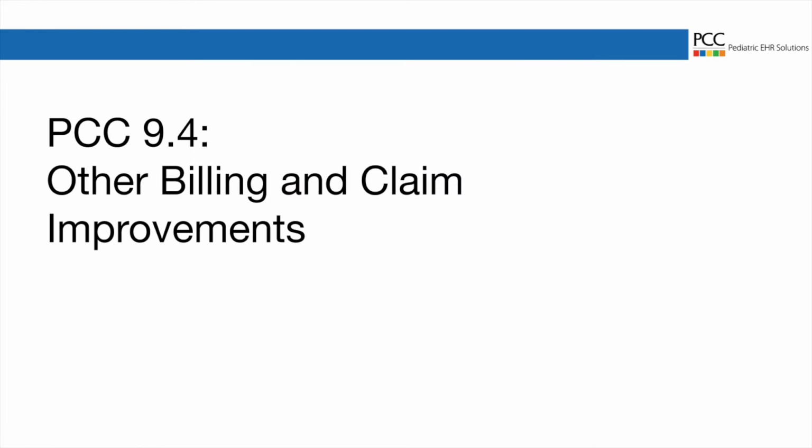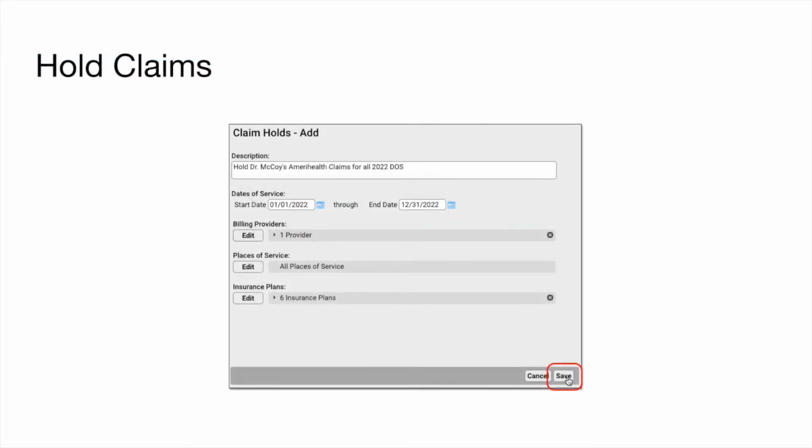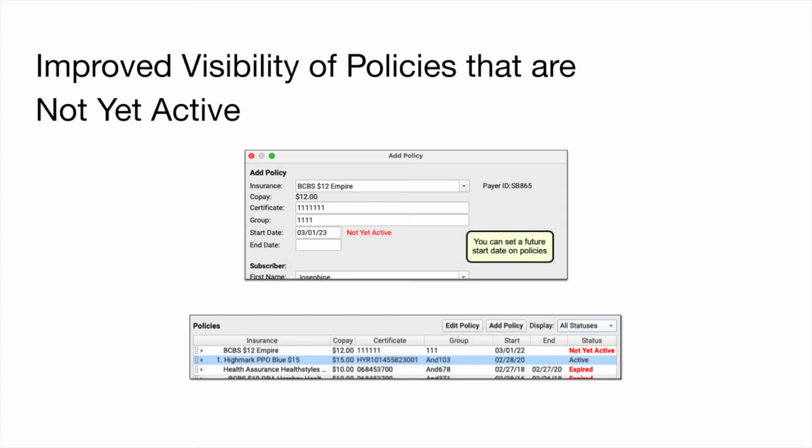What else did we update, particularly for billers in PCC 9.4? If your practice needs to prevent some claims from going out, you can now create a customizable claim hold for any dates of service, any providers, locations, or insurance plans that you need to hold back claims for. Oh, and we improved how policies appear in PCC EHR when they aren't active yet. It's now easier to understand when a policy will become active later.